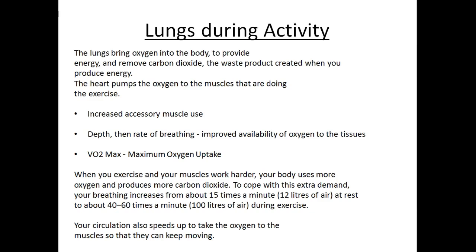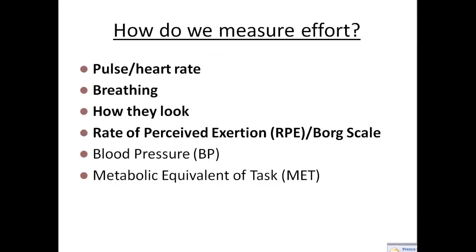So when you exercise and your muscles work harder, your body uses more oxygen and produces more carbon dioxide. To cope with these extra demands, your breathing is going to increase about 15 times more than it is at rest. So that's a significant amount. You're going to have lots and lots of air going through the body, trying to oxygenate the system, and your circulation is also going to speed up to help with oxygen to the working muscles.